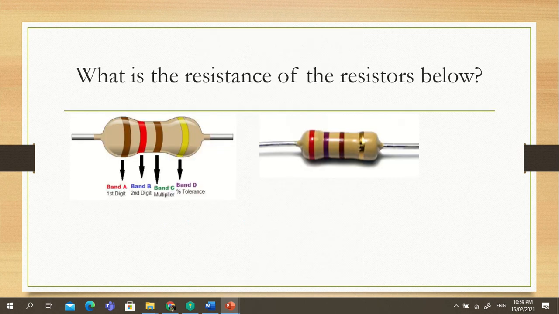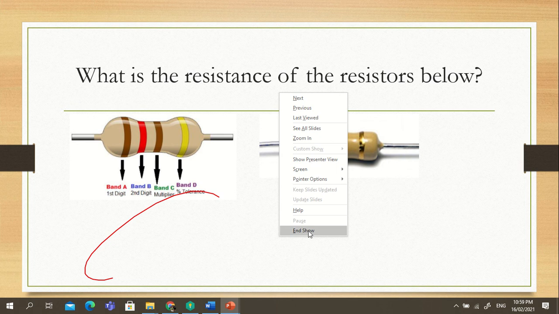I hope this is clear to you, class. I want you to practice and try to give your answer for this example. That is just for practice, class.